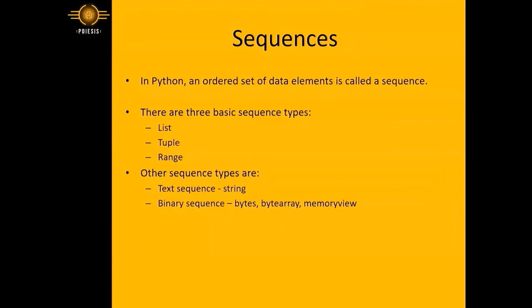In Python, an ordered set of data elements is called a sequence. There are three basic sequence types: list, tuple, and range. Other sequence types are text sequence, strings, covered in one of the previous sessions, and binary sequences: bytes, byte array, memoryview. In this session, I'll cover list. So let's find out how to create a list and then perform operations.